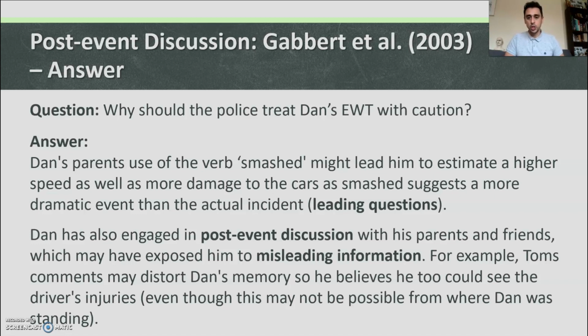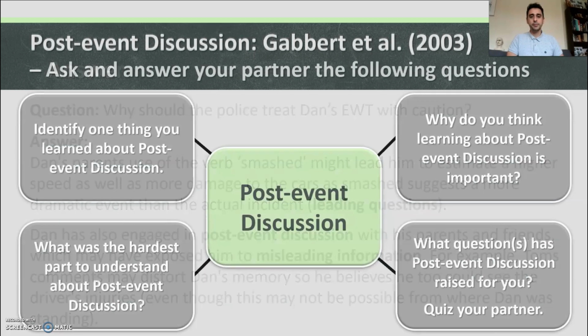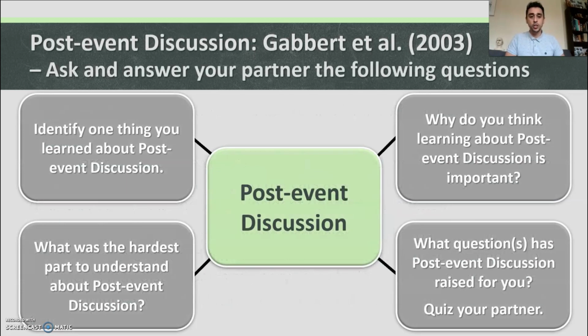to misleading information. For example, Tom's comment may distort Dan's memory, so he believes he too could see the driver's injuries, even though this may not be possible from where Dan was standing. And that's post-event discussion. That's the second element of misleading information.